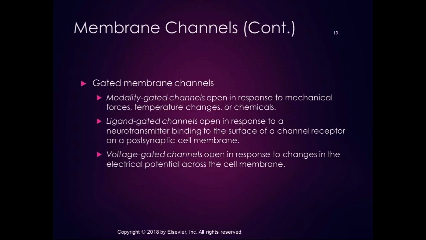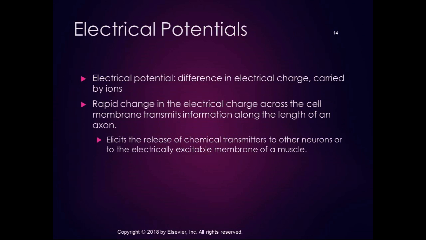So a modality-gated channel a lot of times starts a response. Voltage-gated channels propagate it, and ligand-gated channels happen at the synapses in order to propagate to the next neuron. So they all sort of work together to propagate a nerve impulse.